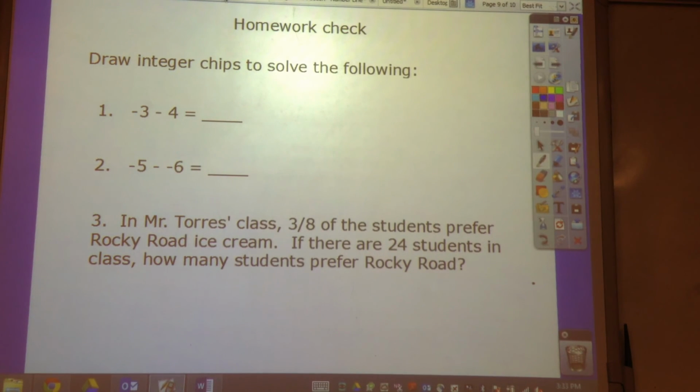And here's the homework check. Draw integer chips to solve the following for number 1 and number 2. You'll just put the answer in the form, but you'll have the drawing to show your teacher. And then use a model to help you out and show the word problem. In Mr. Torres's class, 3/8 of the students prefer Rocky Road ice cream. If there are 24 students in class, how many students prefer Rocky Road?